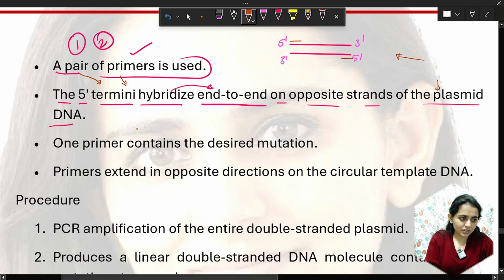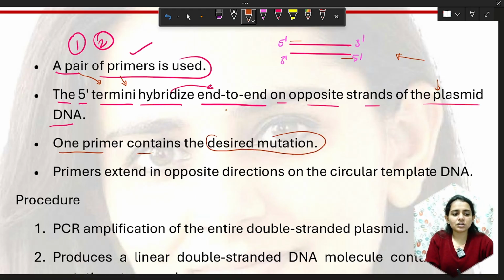So here only one primer contains the desirable mutation. What does it mean? It means either this one or this one. Only one is able to have it; we make it to have a single mutation primer. So we consider this one, we take it as the mutated one.